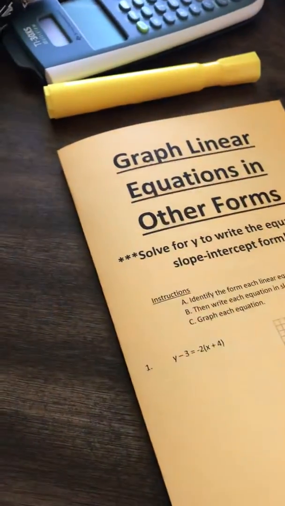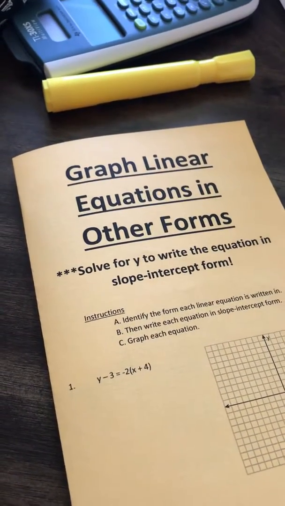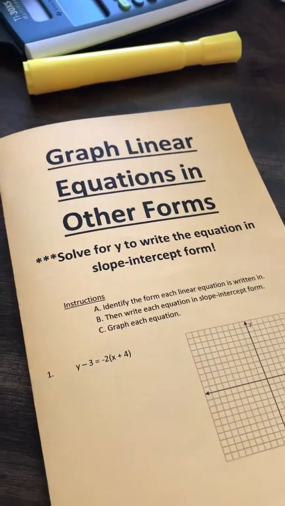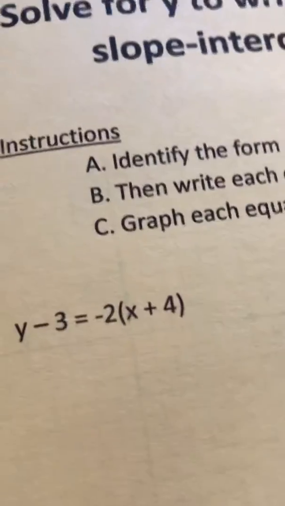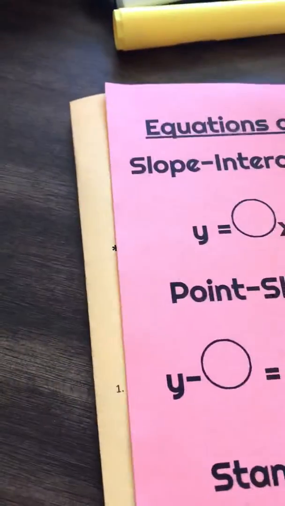So we are going to still graph lines just like we did yesterday, but we're going to talk about graphing lines in other forms. So if you look at this equation right here, that equation is not in slope-intercept form. So we're going to practice changing it to slope-intercept form and then graphing our lines from there.